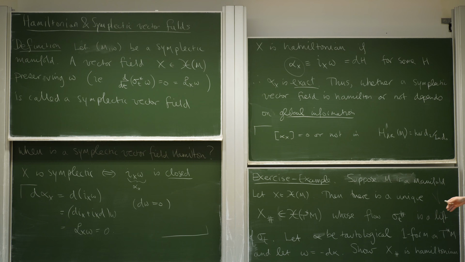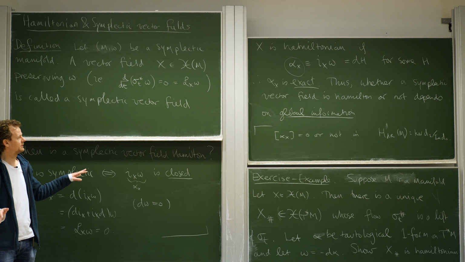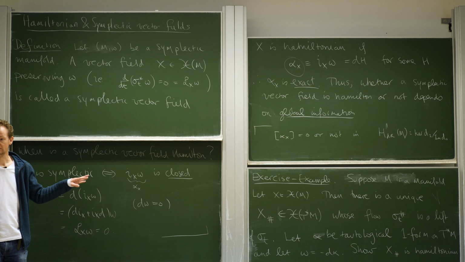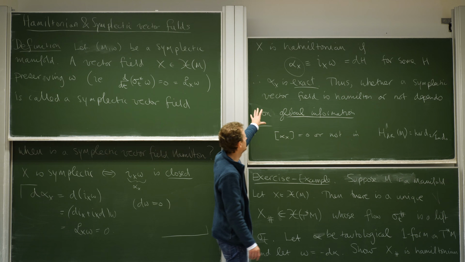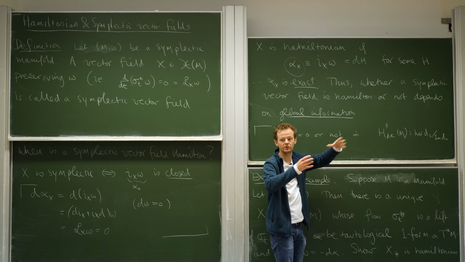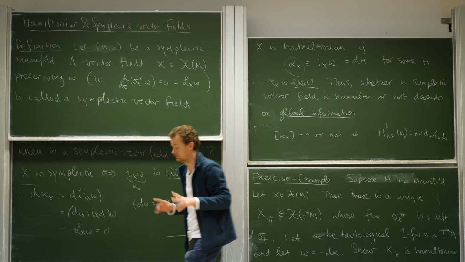So that's rather interesting. If we have an arbitrary manifold, whether or not a symplectic vector field is exact, is Hamiltonian or not, depends on whether or not there are holes in the manifold far away, on global topological information. However, if we have a connected manifold which is locally trivial, so you can contract this piece to a point, then in fact all symplectic vector fields are Hamiltonian. That's the flip side of the coin.